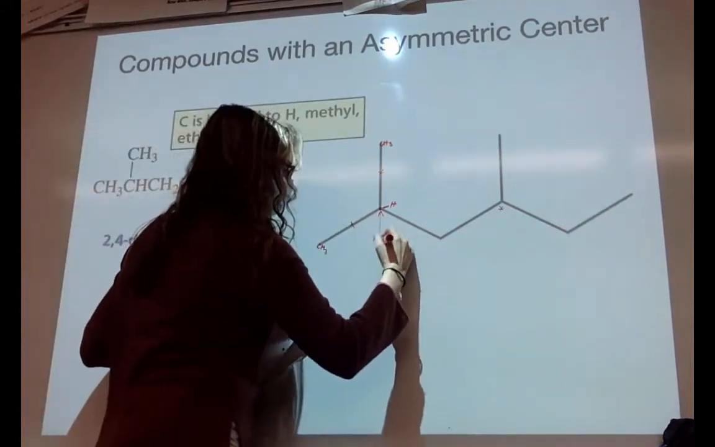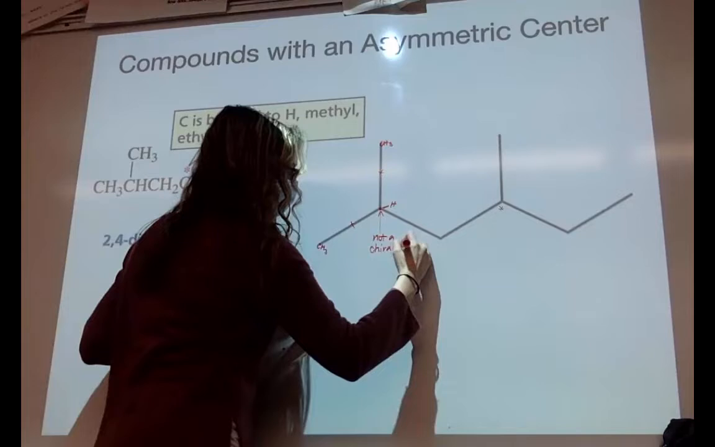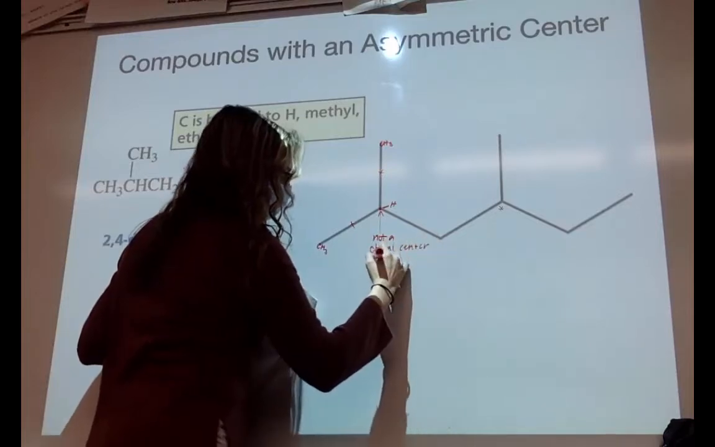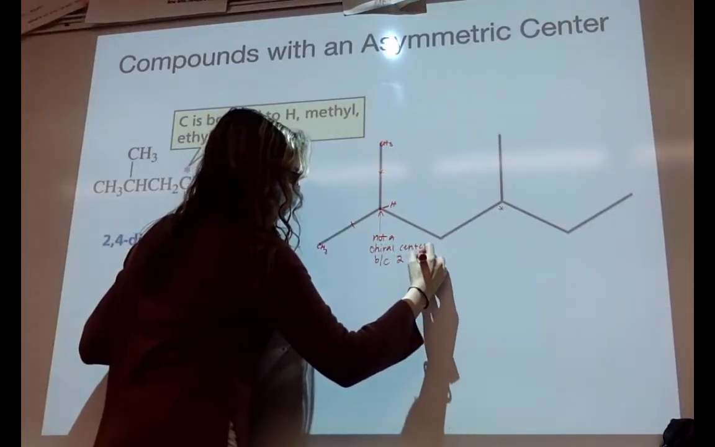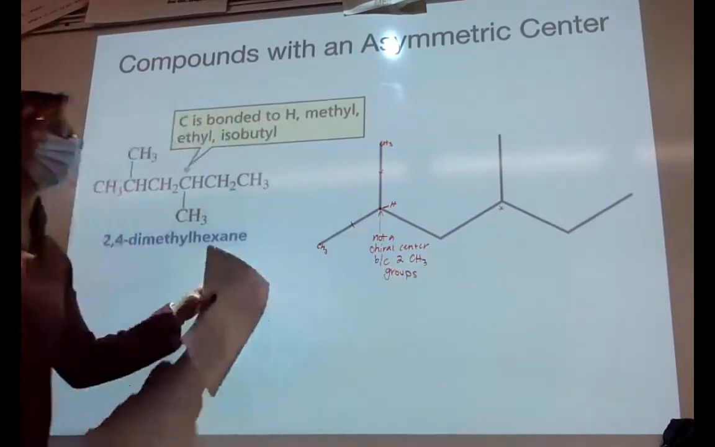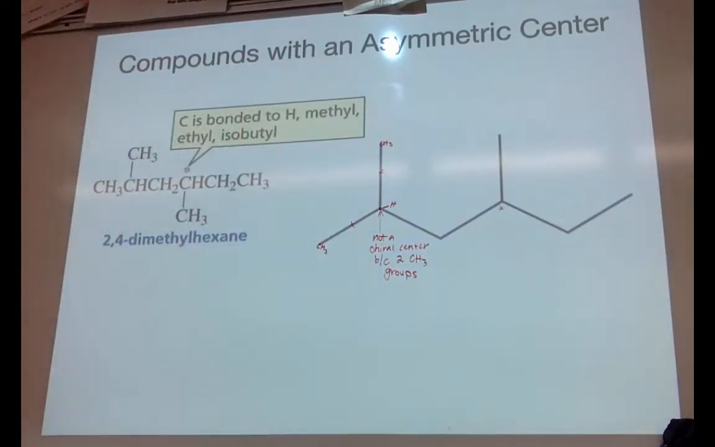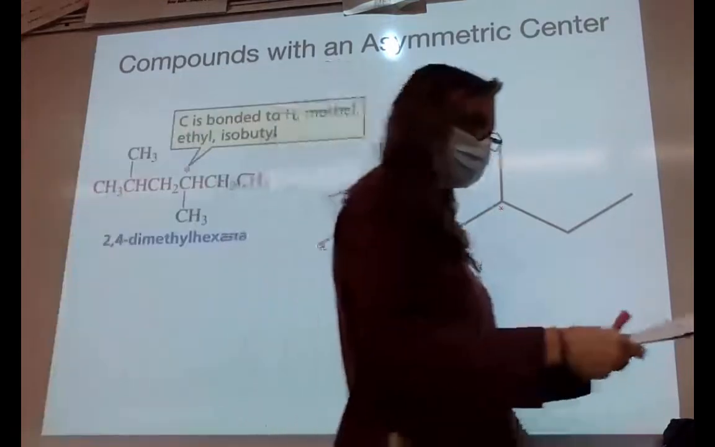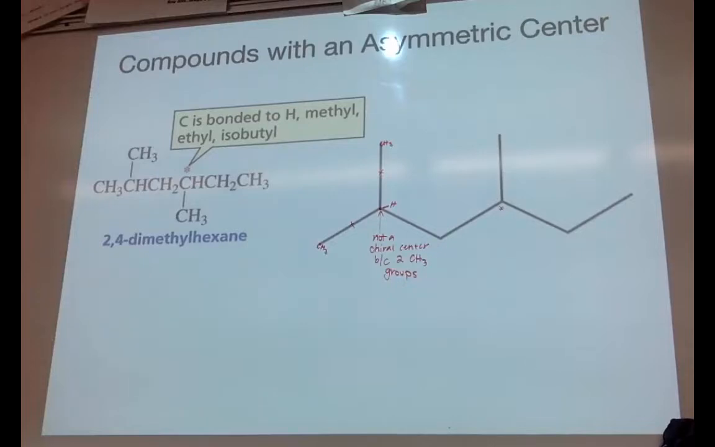So not a chiral center because there are 2 methyl groups. Since those CH3 groups are not different, that carbon can't be a chiral center. So when you're looking at chiral centers, you are looking at where are there 4 different groups connected. If they're not 4 different groups, it can't be a chiral center.